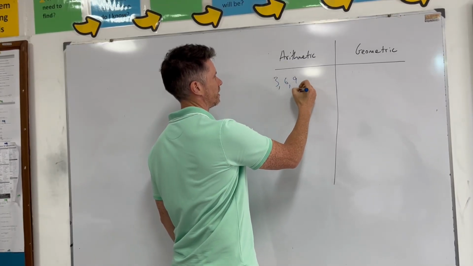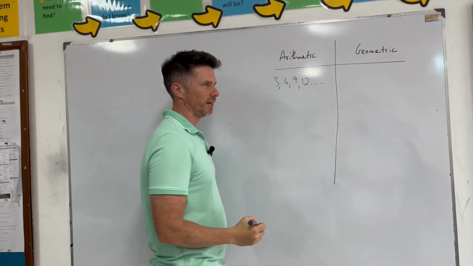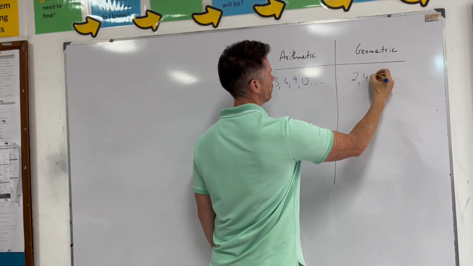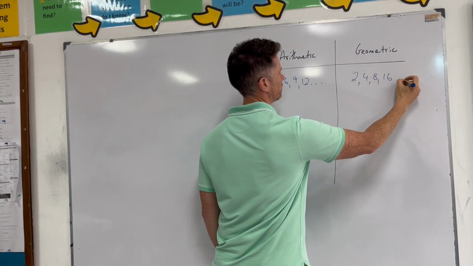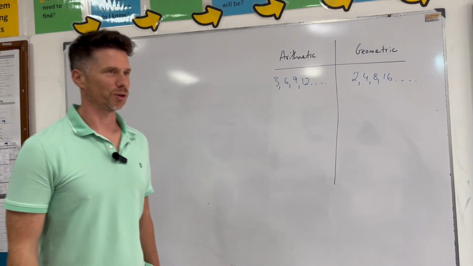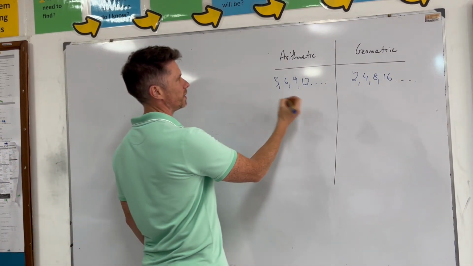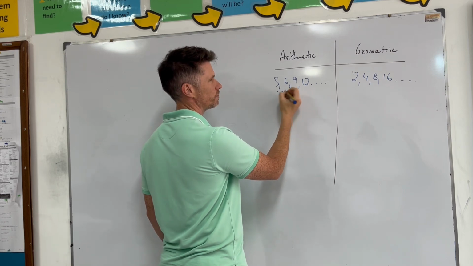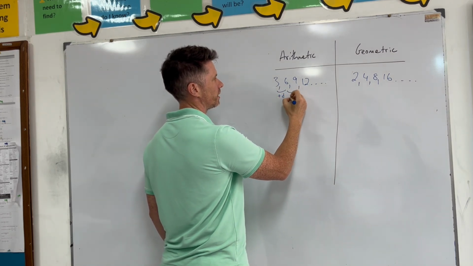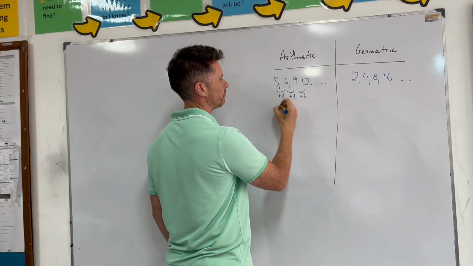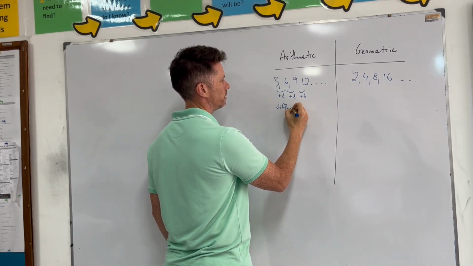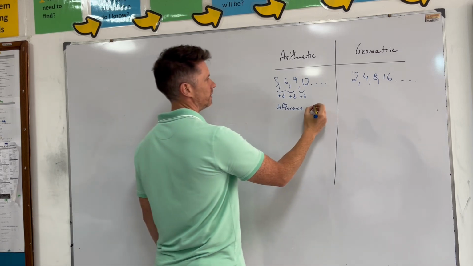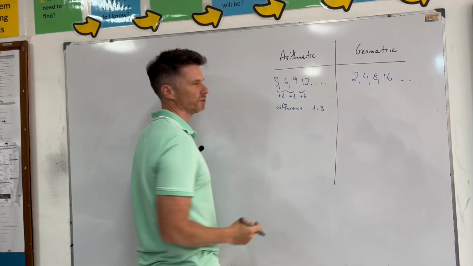3, 6, 9, 12, and so on. And a geometric sequence is 2, 4, 8, 16, and so on. Yeah, there you go. Very good. So, for an arithmetic sequence, some of the terminology we're dealing with: this change here, this plus 3, is a constant. We use D for difference. You see this letter is D. So in this case, D is 3. The difference is 3 each time.